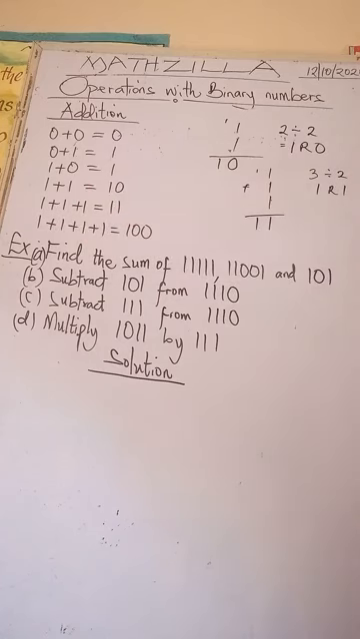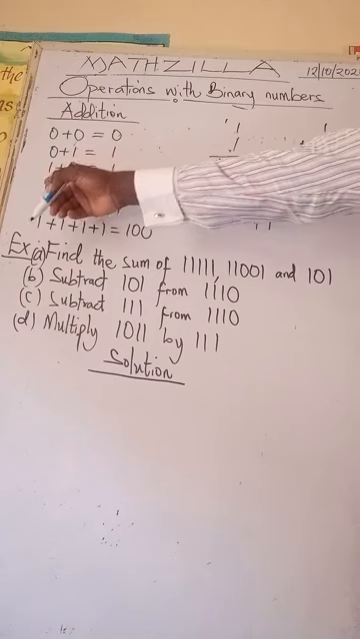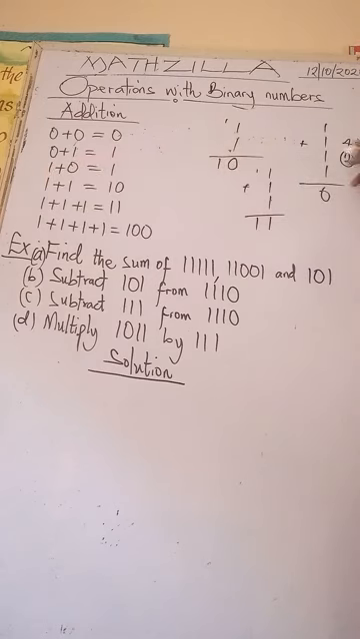Then 1 plus 1 plus 1 plus 1, okay, 4 ones. 1, 2, 3, 4. Normally, it's supposed to be 4. We can't write the 4. You say 4 divided by 2, and that will give us 2, remainder 0. So you write down this 0 here and then carry this 2. And remember, we can't write this 2. So 2 divided by 2 again is 1, remainder 0. You write down this 0 and then carry over this 1, making 1, 0, 0.